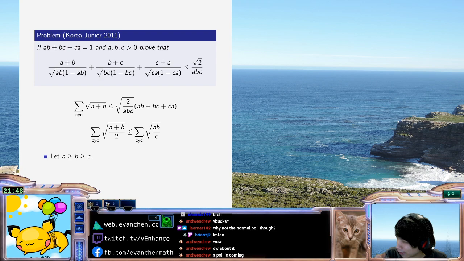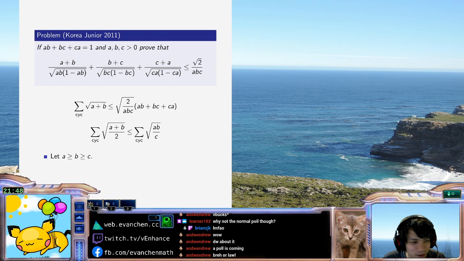Okay, moving back. So, right, I guess x equals b plus c in principle probably works. I'm not gonna do that because I have standards. Can I just use Karamata actually? No, Karamata points the wrong way. So A at least B at least C.